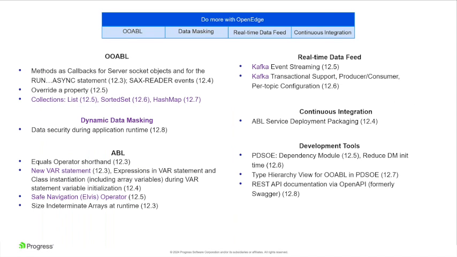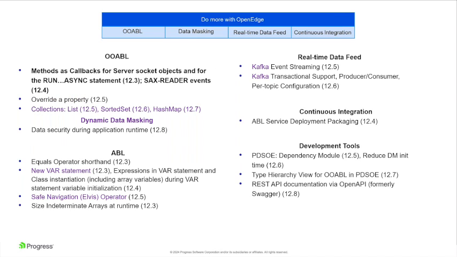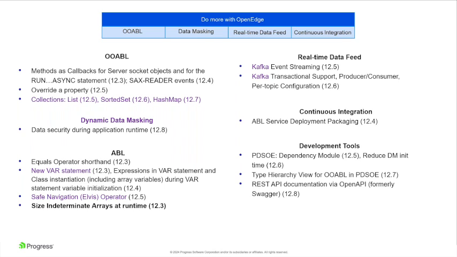And then this is our last detail slide on this last theme of do more with OpenEdge. In the OOABL area, in addition to those that I mentioned earlier, we have methods as callbacks for server socket objects and for the run async statement, as well as SACS reader events. On ABL, we have the ability to now resize indeterminate arrays at runtime. They may be uninitialized prior to runtime, and when we do start runtime, we are able to create the size that's needed.